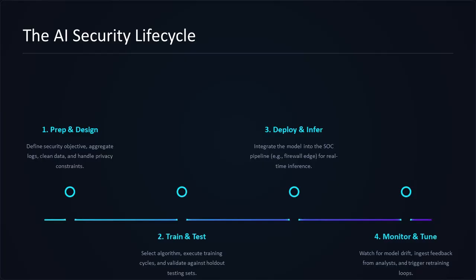3. Deploy and infer. Integrate the model into the SOC pipeline, for example the firewall edge, for real-time inference. 4. Monitor and tune. Watch for model drift, ingest feedback from analysts, and trigger retraining loops. The AI security lifecycle.